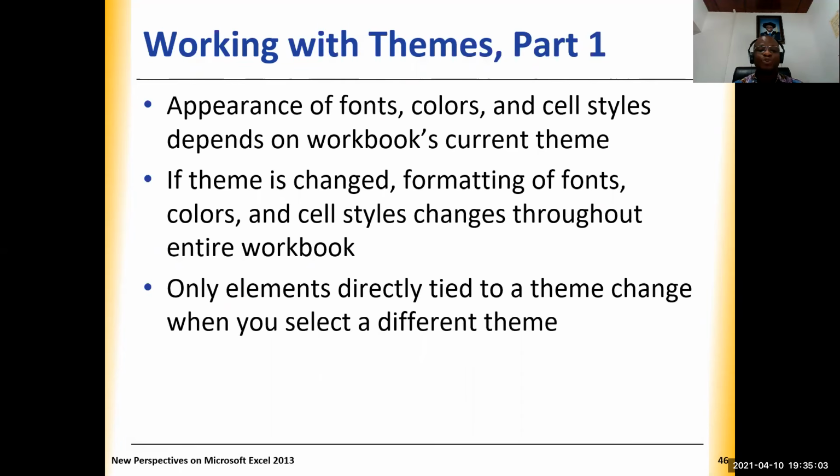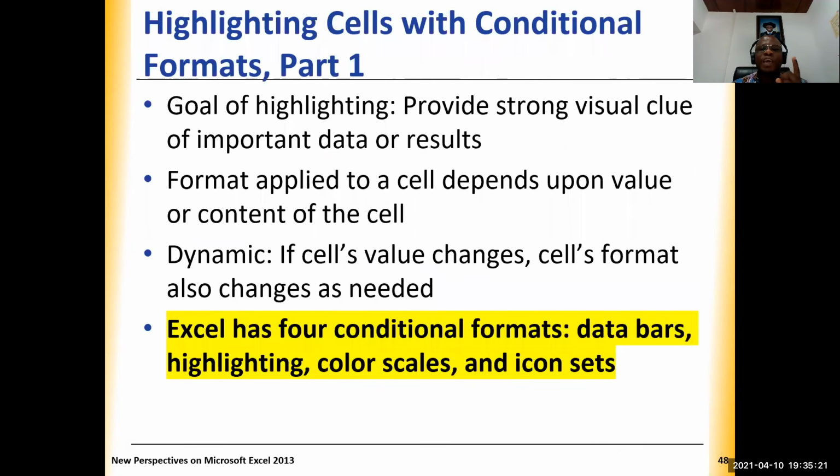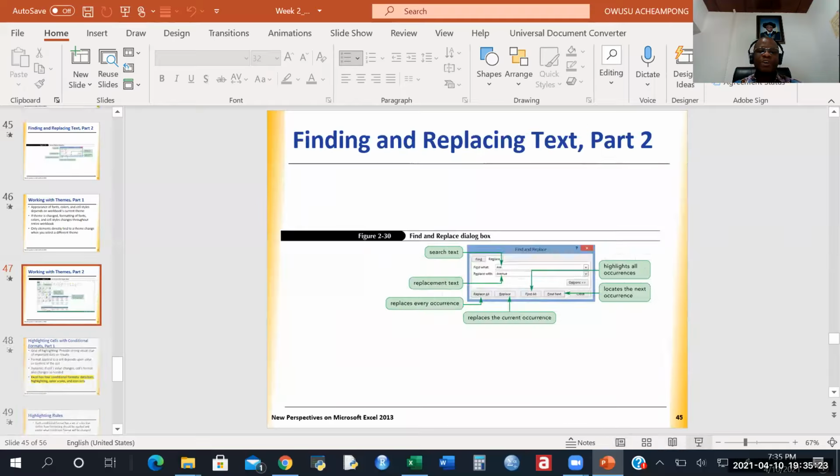So you decide what you want to do. Only the elements directly tied to the theme change when you select a different theme. And themes, we have so many different types of the theme. So you select a theme after highlighting the data, and then it will change everything. All the formatting that you've done is going to conform to the new theme that you choose. So you have to be careful before you choose any of the themes.